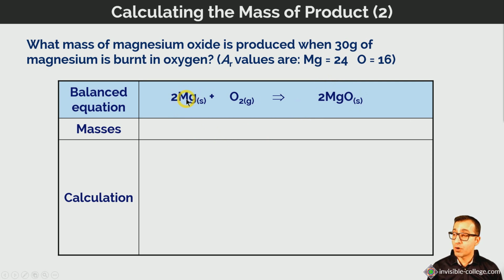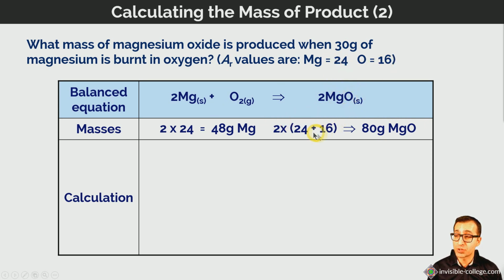Well, 2 moles of magnesium will have a mass in grams numerically equal to 2 times the relative mass of magnesium. So this is 48 grams of magnesium, and this is going to produce 80 grams of magnesium oxide. The relative formula mass of magnesium oxide is 24 for the magnesium plus 16 for the oxygen, but we're making 2 moles of it, so we would have double that. So we see here that 48 grams of magnesium produces 80 grams of magnesium oxide.